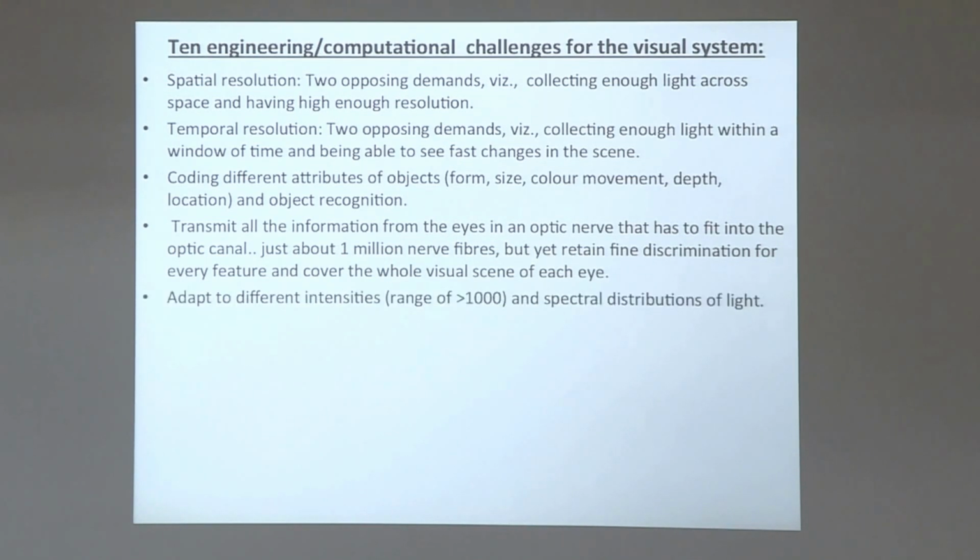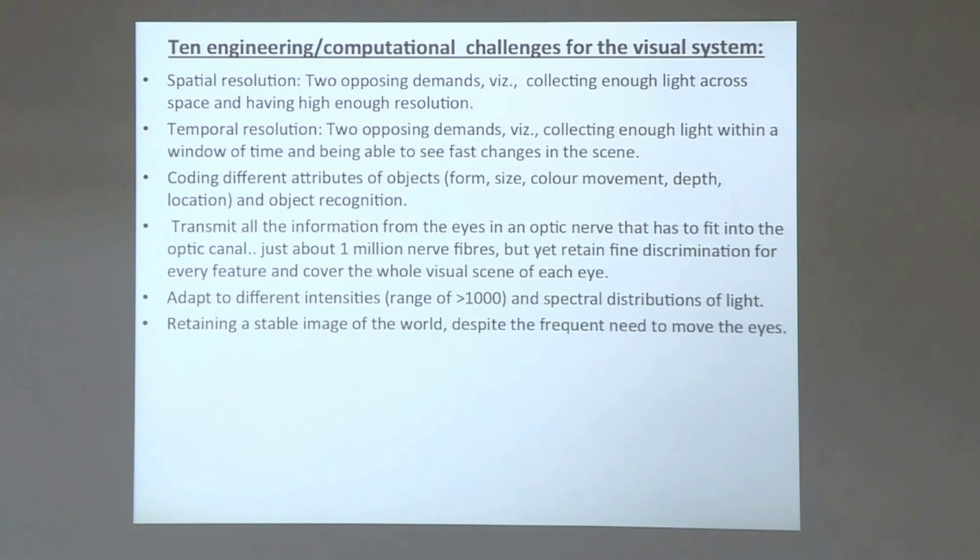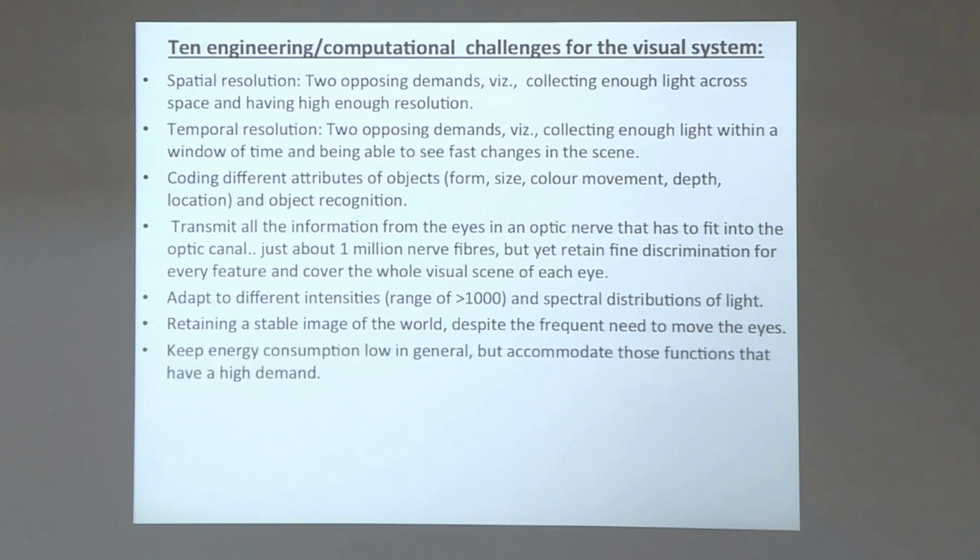And the intensity changes by a huge factor, from scotopic vision, where it's dim, to very bright light. There's a huge variation in light. How do you manage to adapt to that? And how do you make a stable image of the world, because our eyes are constantly moving and we make about 3 saccades a second, but the world is stable, we don't see it moving?